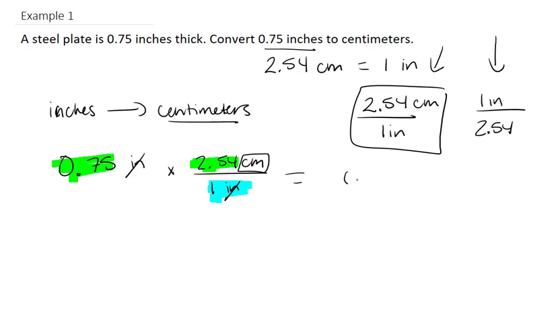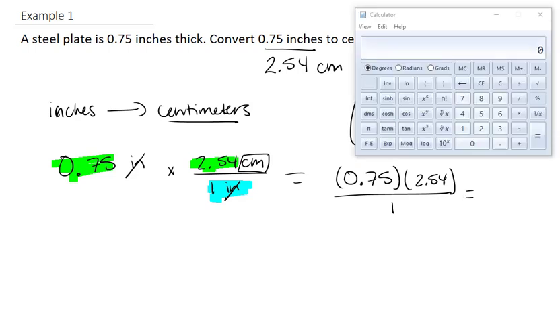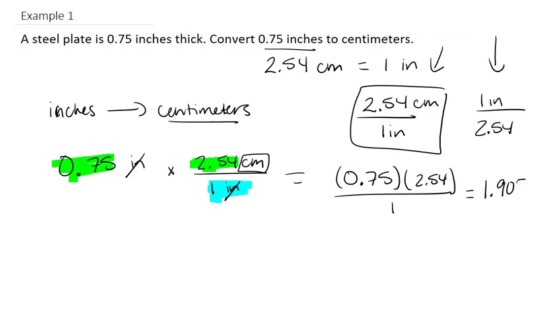So this becomes 0.75 times 2.54 divided by 1. So we'll get our calculators out, and we would go 0.75 times 2.54, which then equals 1.905. And then this is over 1, but anything over 1 is just equal to itself. So this is, in fact, 1.905 centimeters.